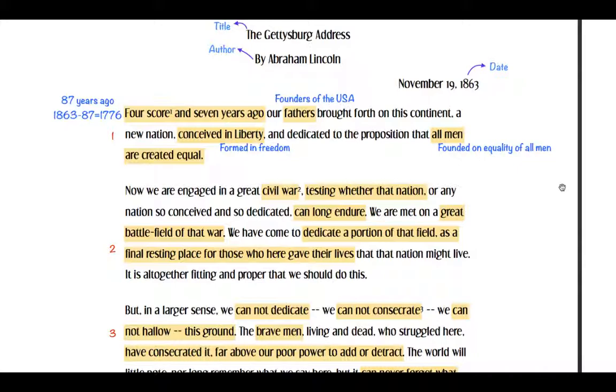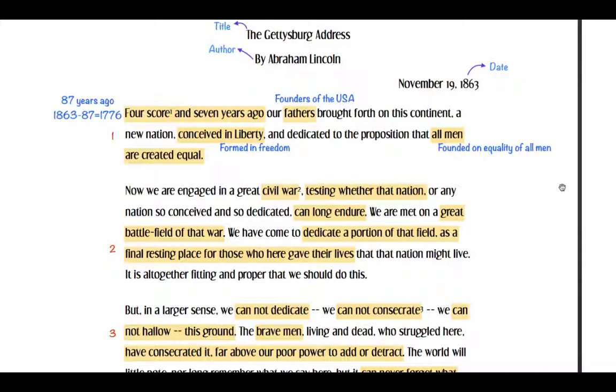From the bottom of the page, I know that a score is 20 years, and just for a little bit of math in English class, 4 scores would be 80, and 7 years would be 87 years ago. Okay. Well, I also know the speech was written in 1863. It's at the top of the page. So 1863 minus 87 years would be 1776.